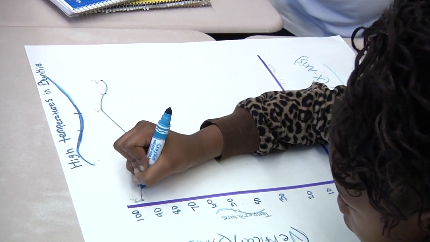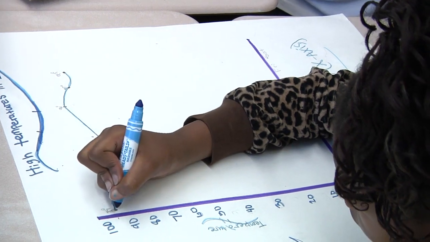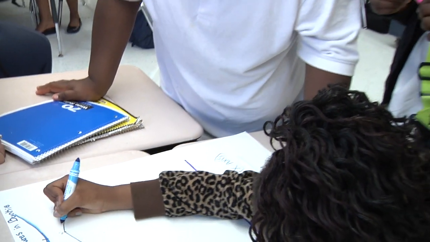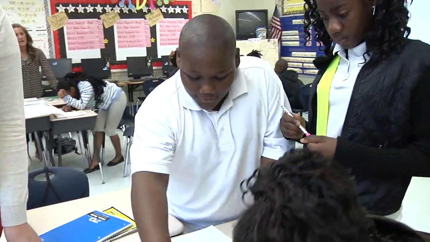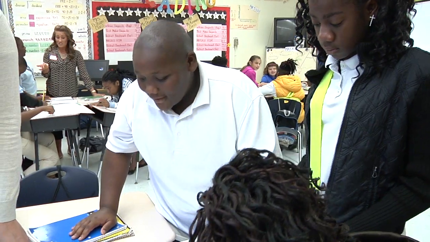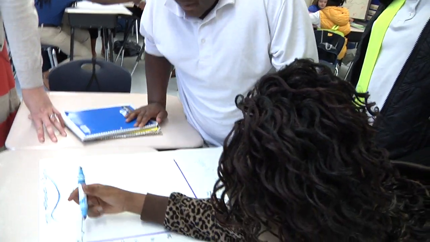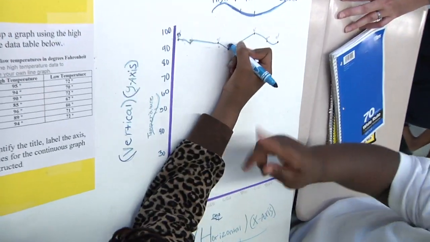So then we read where it said, make sure to label the axis. So we did horizontal x-axis and vertical y-axis. And then we labeled over here the days. And over there temperatures, one of the days. And then we labeled it from 10 by 10s to 100.